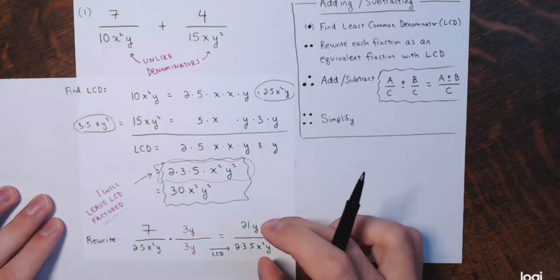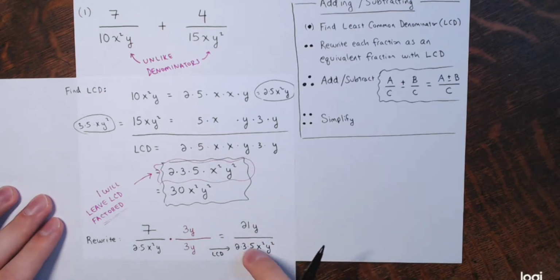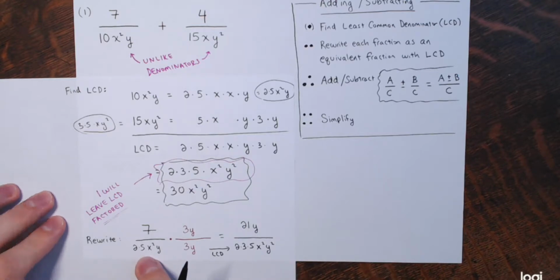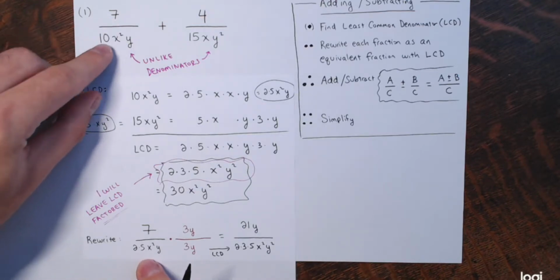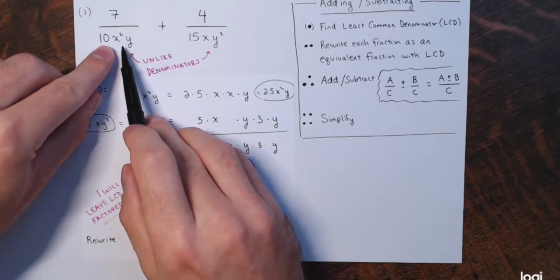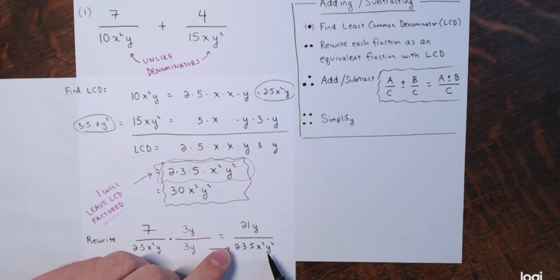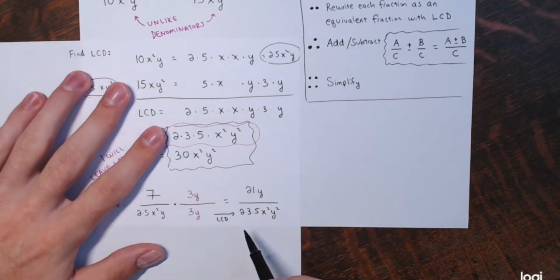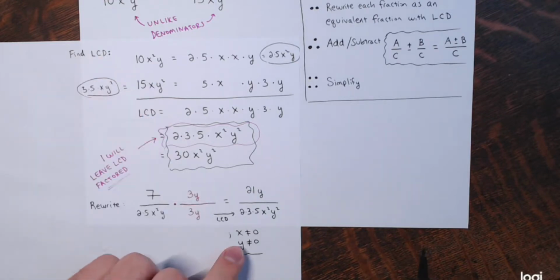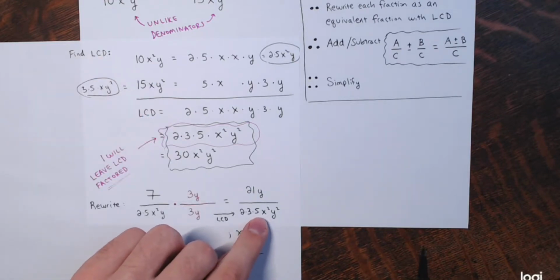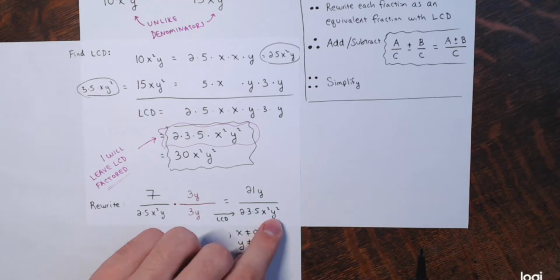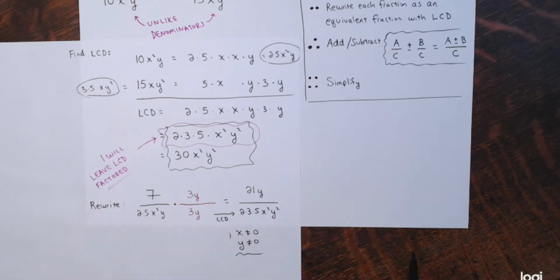Right. So there's a fraction that's equivalent to the original fraction, right? So 7 divided by 10x squared y, that has the exact same values as this fraction, no matter what you replace x and y with, right? As long as x is not 0, and as long as y is not 0, right? You got to make sure you keep that in mind, right? Because if x were 0, you'd have a denominator of 0. If y were 0, you'd have another denominator, the denominator would be 0 again.